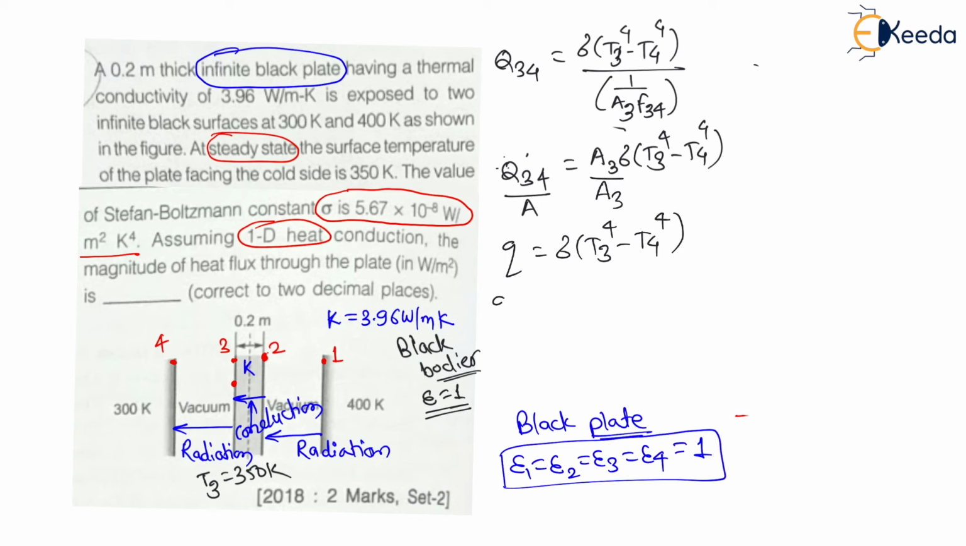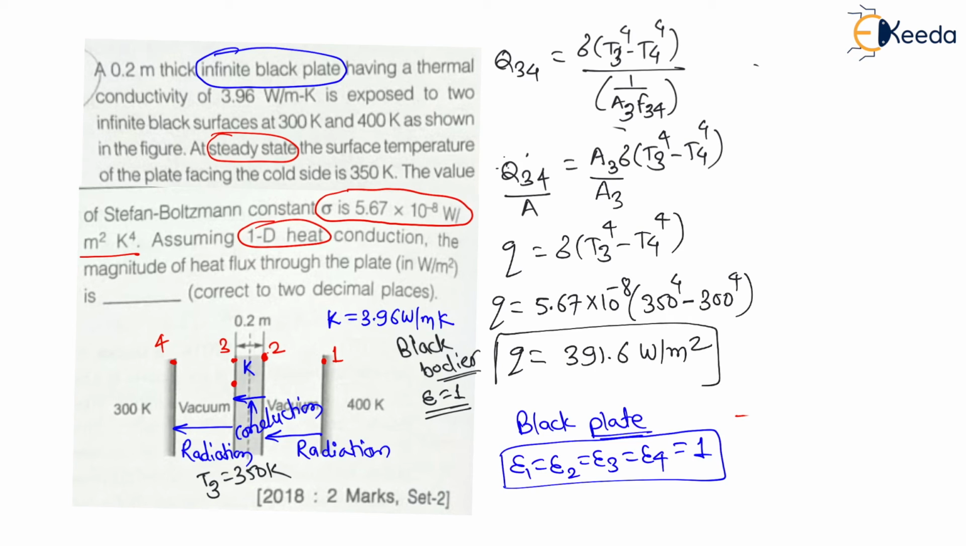So let us put the values. Therefore this heat flux will be equal to, Stefan Boltzmann constant is 5.67 into 10 to the power minus 8, times T3 is 350 power 4 minus T4 is 300 power 4. Let us solve for this equation. So my dear students, I will get the answer, this heat flux is equal to 391.6 watt per meter square, right? This will be your result.